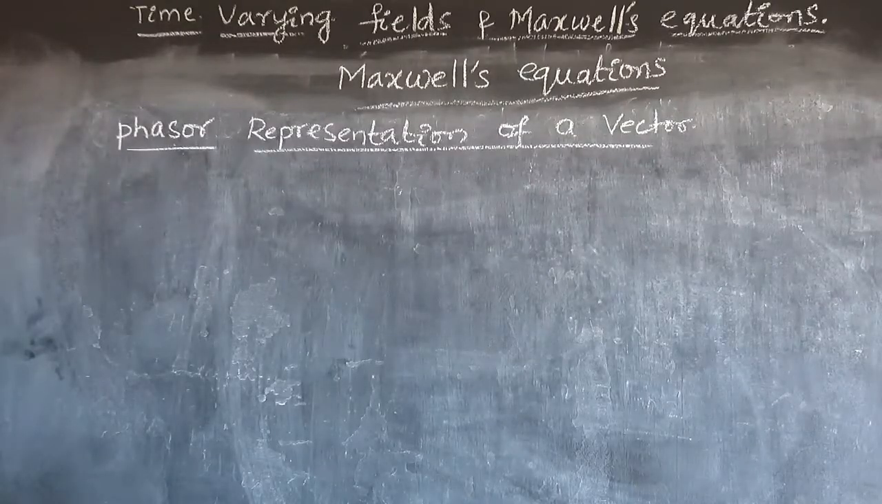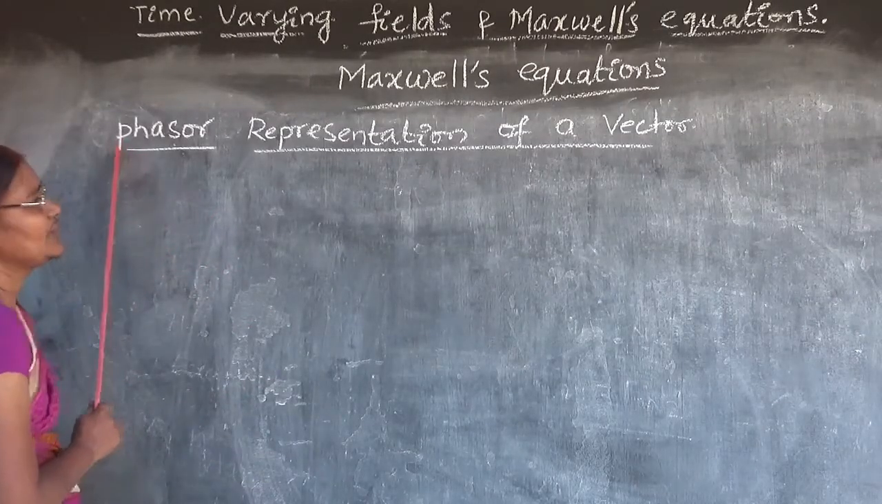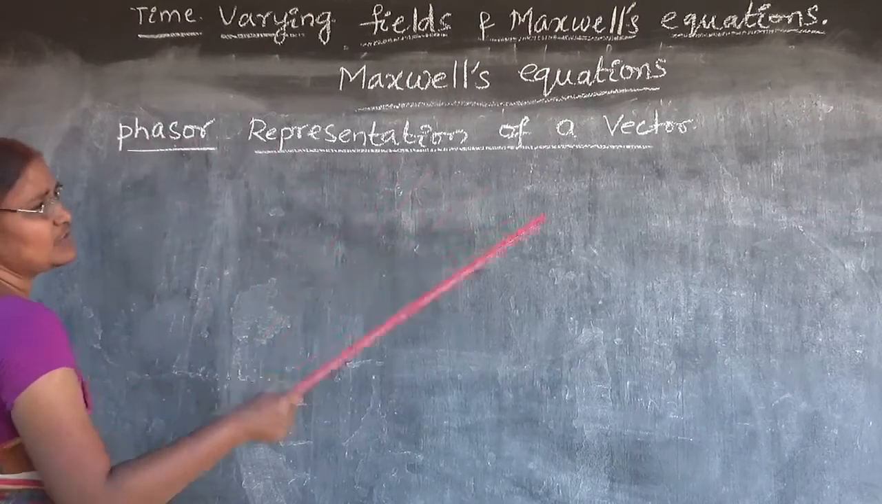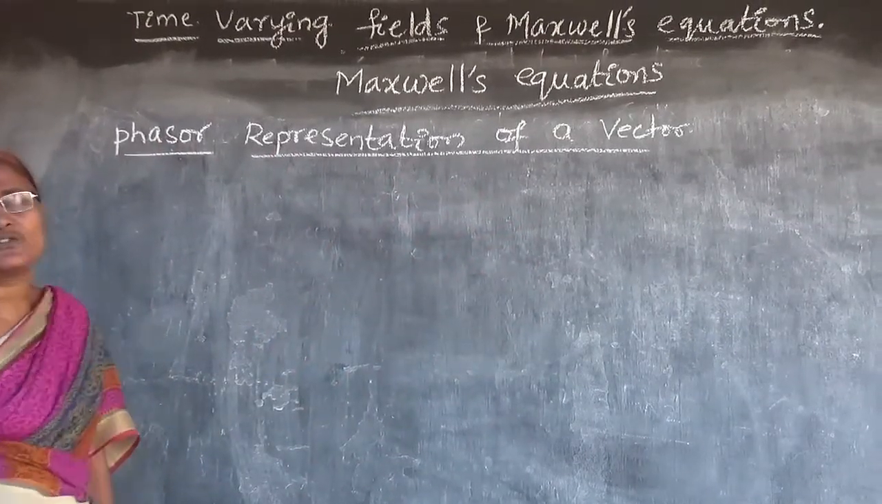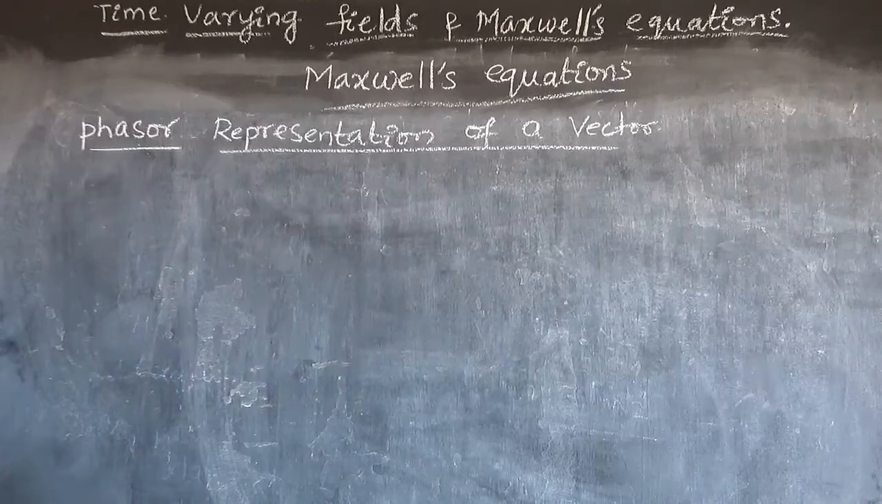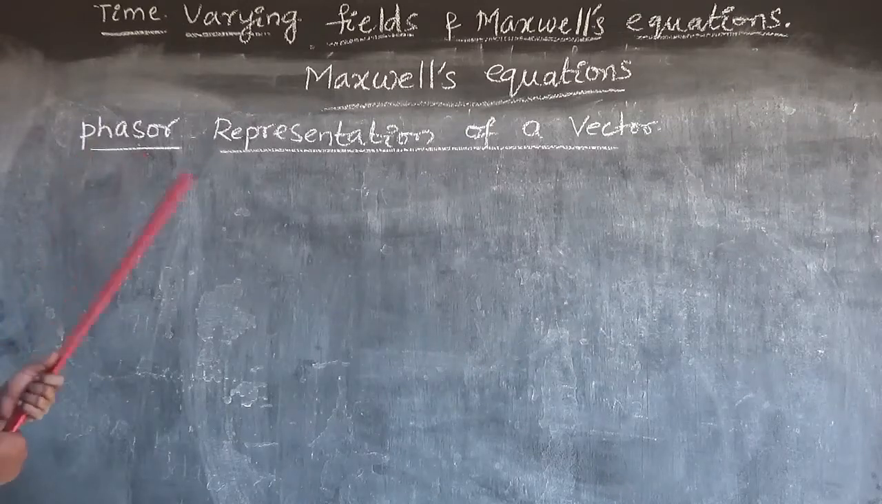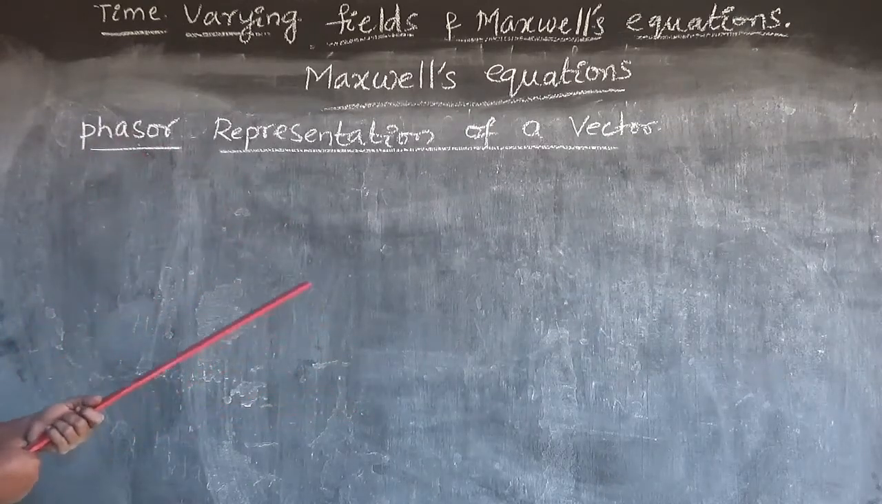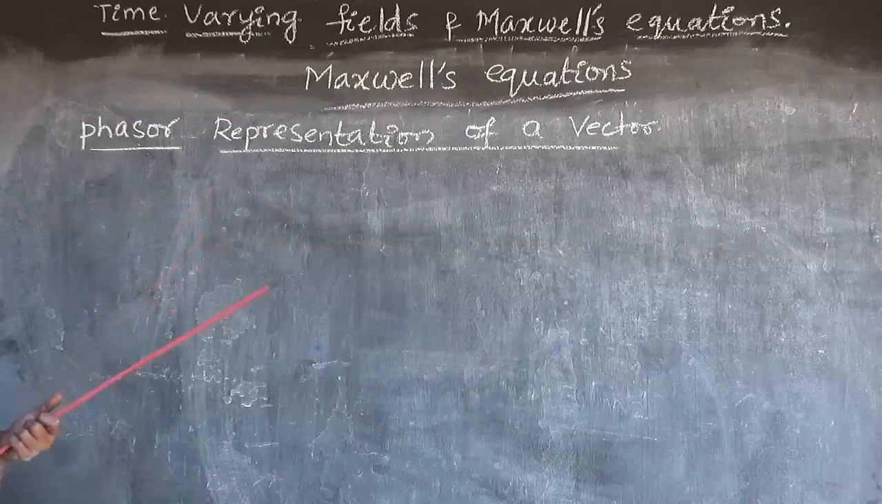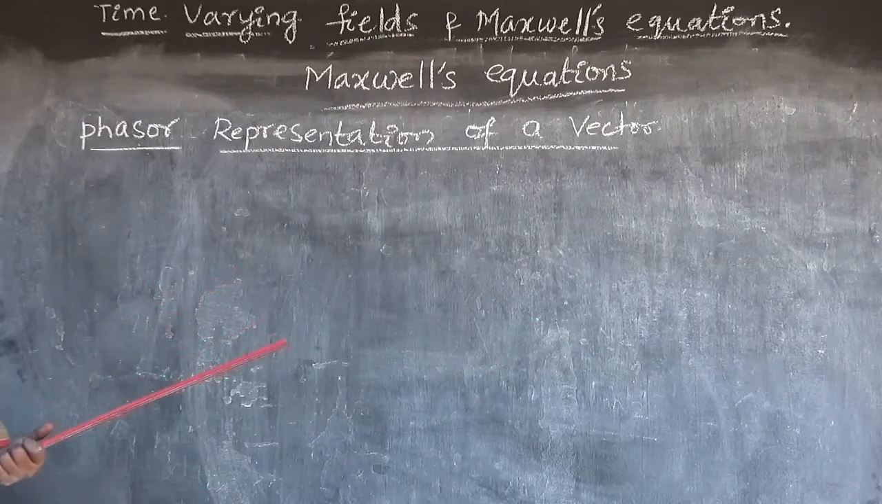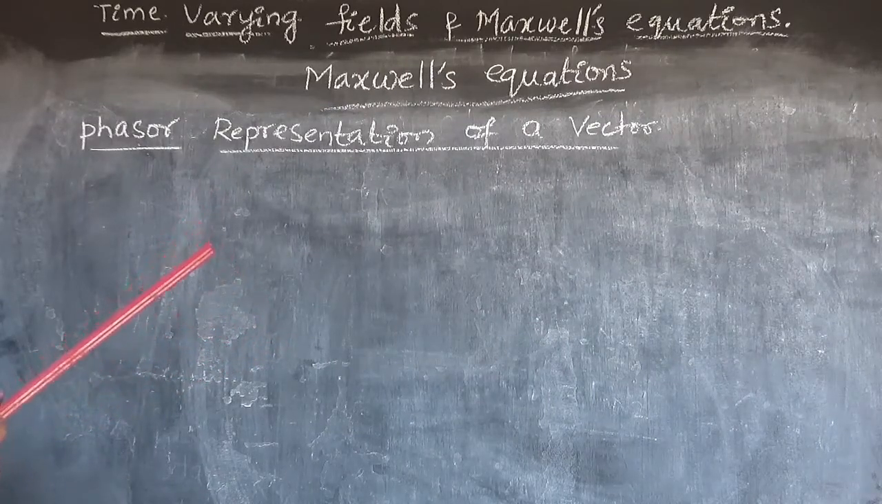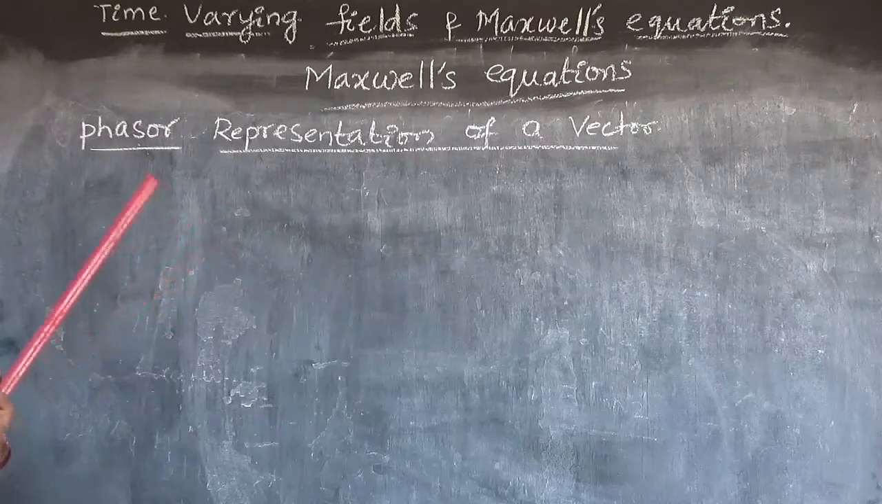The last topic in this third chapter is going to be the phasor representation of a vector. So all our fields will be in vectorial form. So how will we represent a vector in its phasor form? The terms phasor and phase keep coming up in the textbook.